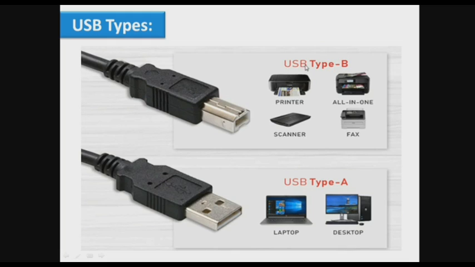So you can also see the uses of Type B and Type A in this picture. Type A USB is especially used to connect external devices in laptop and desktop. Likewise, Type B USB is used to connect printer, a scanner, and a fax machine and other external devices to the computer.